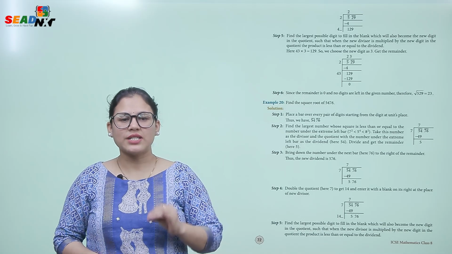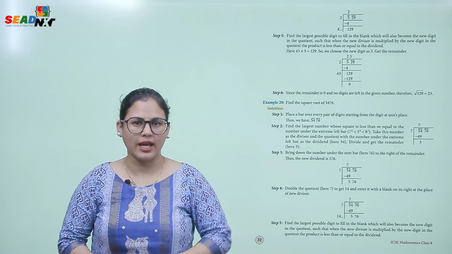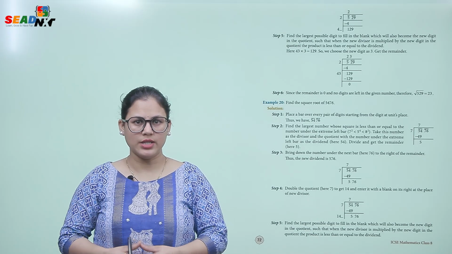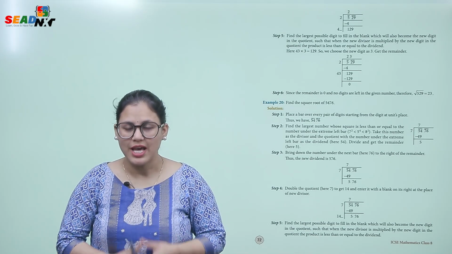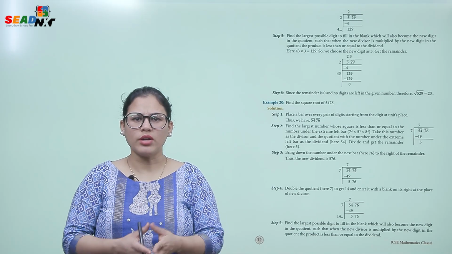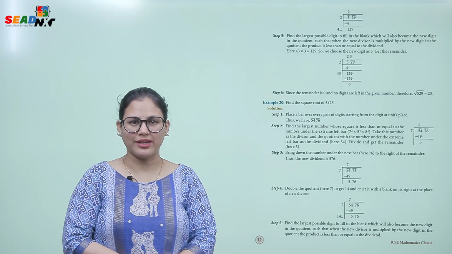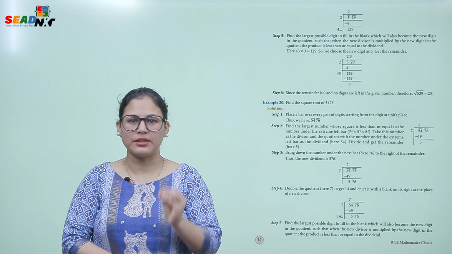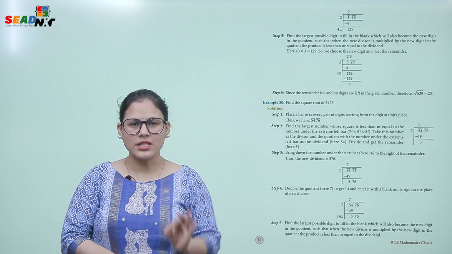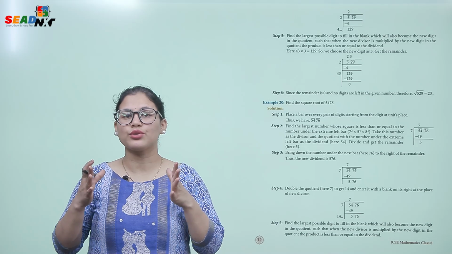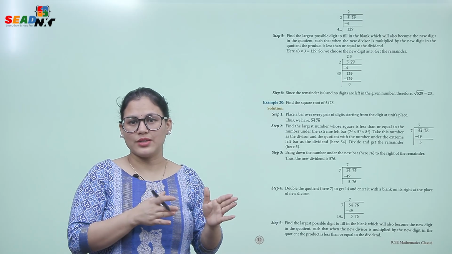Step 5, find the largest possible digit to fill in the blank, which will also become the new digit in the quotient, such that when the new divisor is multiplied by the new digit in the quotient, the product is less than or equal to the dividend. Here, 43 into 3 is equal to 129, so we choose the new digit as 3. Get the remainder. Step 6, since the remainder is 0 and no digits are left in the given number, therefore under root 529 is equal to 23.